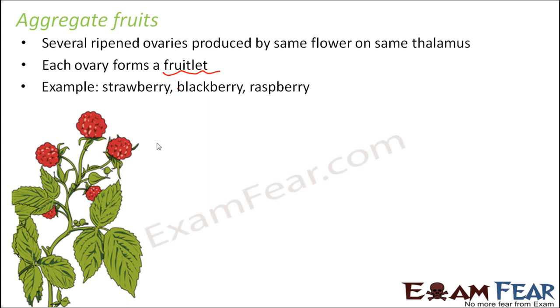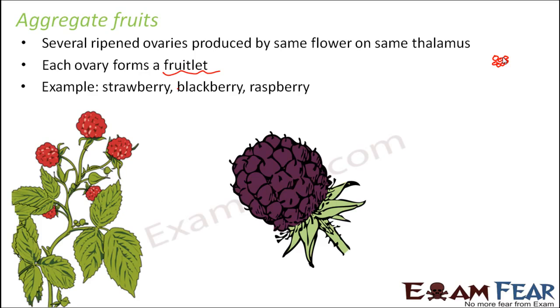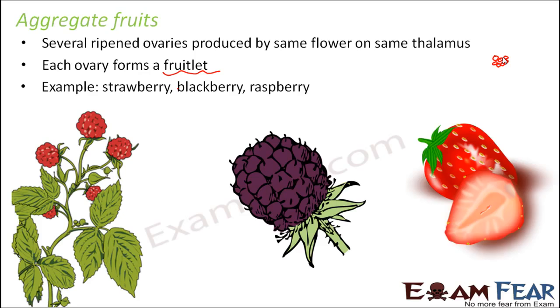Have you ever seen strawberry? How does it look like? It looks as if it is a combination of several small fruits, if you observe it closely. So this strawberry is nothing but many ovaries together forming that strawberry. Or if you look at a blackberry or a raspberry, they are all made up of several small fruits. So that is why they are known as aggregate fruits.